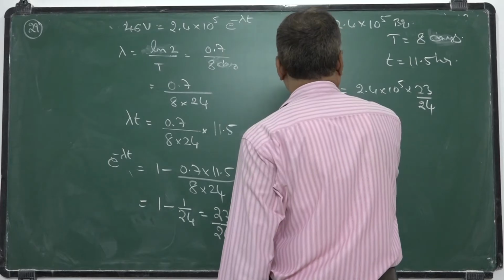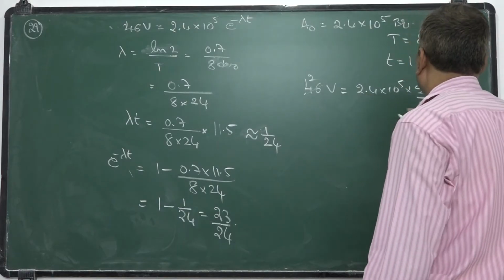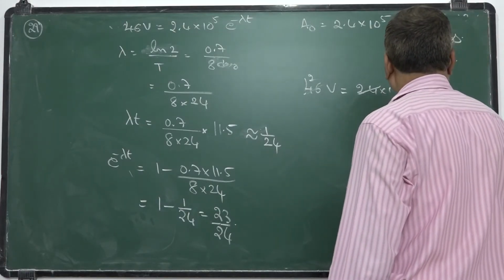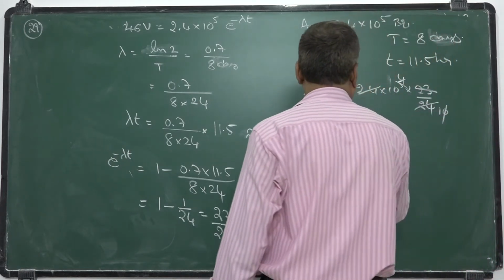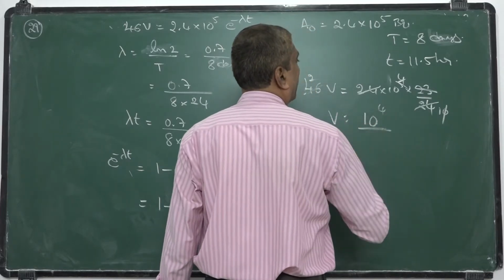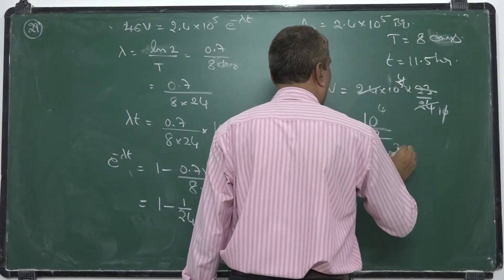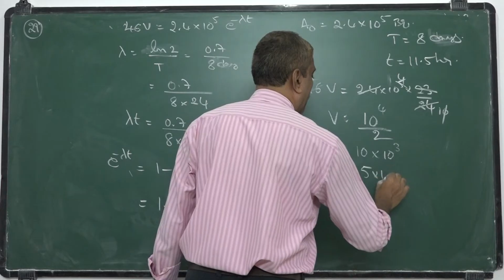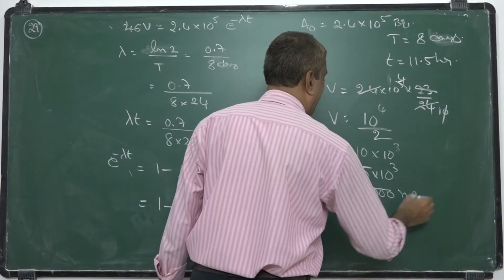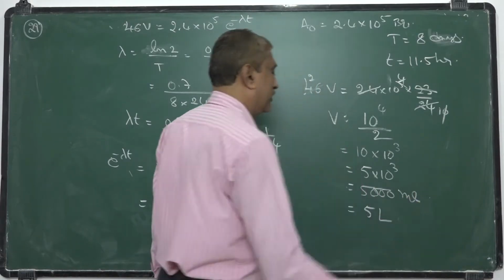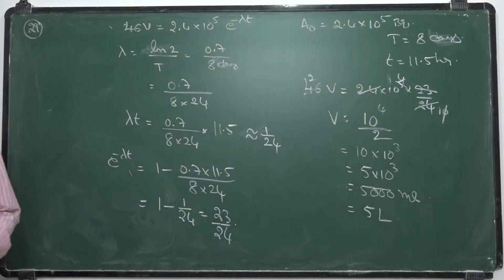So this will get cancelled, 23 by 2 times. This is 2.4 and this is 2. That is 10 times, and this 10 will get cancelled by 10 to the power 4. So V is equal to 10 to the power 4 divided by 2. That is 10 into 10 cube, that is 5 into 10 cube, that is 5000 ml, that is 5 liter. Actually we have calculated this in ml only, so we will get 5 liter.